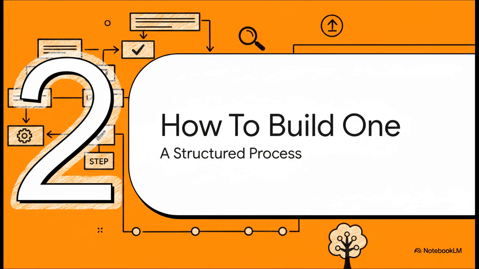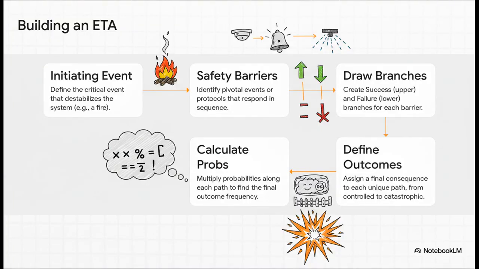Okay, so that's the big idea. But how do you actually build one of these roadmaps? It's not just random guessing. It's a very logical, very structured process. So let's walk through it. It really just breaks down into 5 main steps.